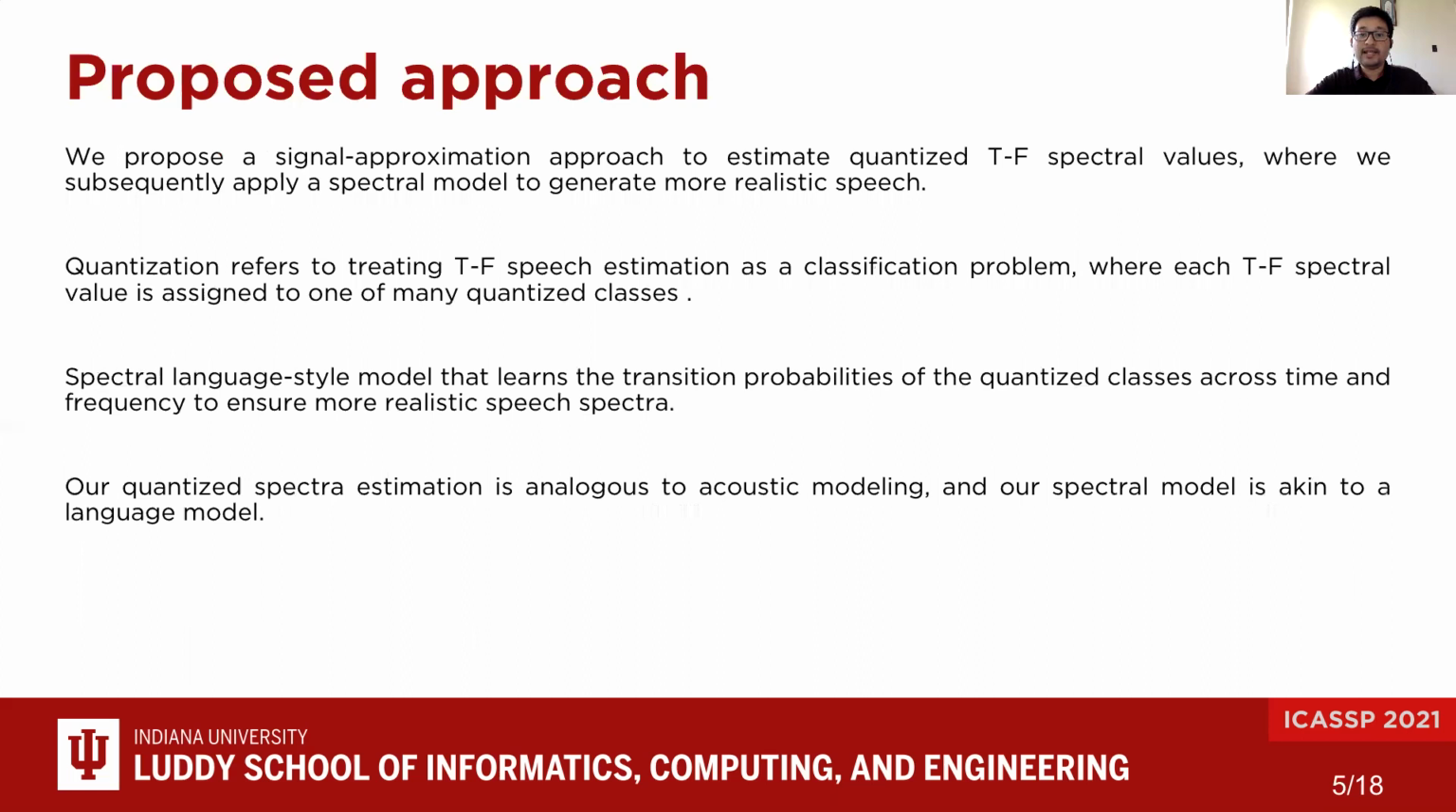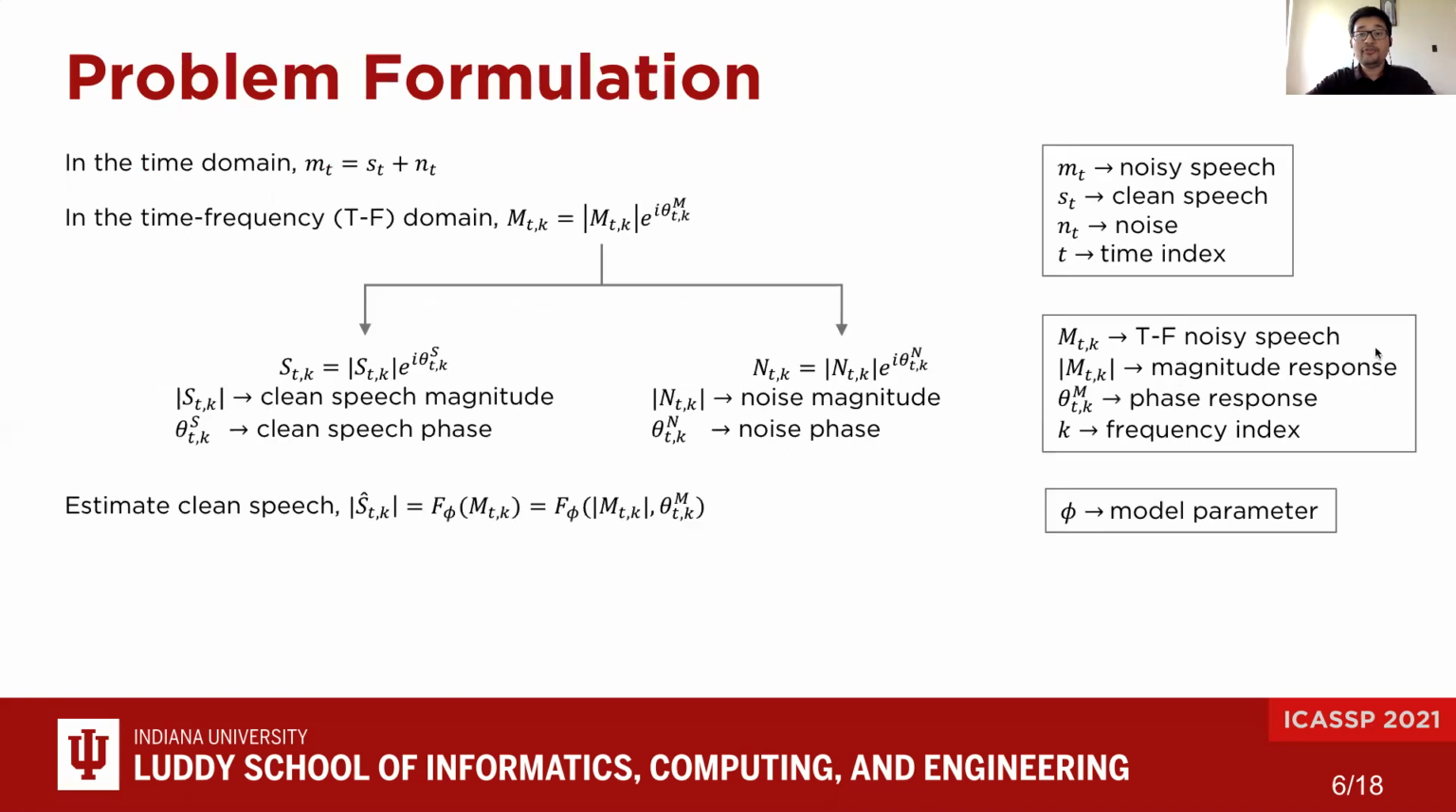Therefore, we propose our approach, a signal approximation approach to approximate quantized time-frequency spectral values, where we subsequently apply a spectral model to generate more realistic speech. Quantization refers to treating time-frequency speech estimation as a classification problem, where each time-frequency spectral value is assigned to one of many quantized classes. The spectral language model learns the transition probability of the quantized class across time and frequency to ensure more realistic speech spectrum. Our quantized spectrum estimation is analogous to acoustic modeling, and our spectral model is akin to a language model. So, problem formulation.